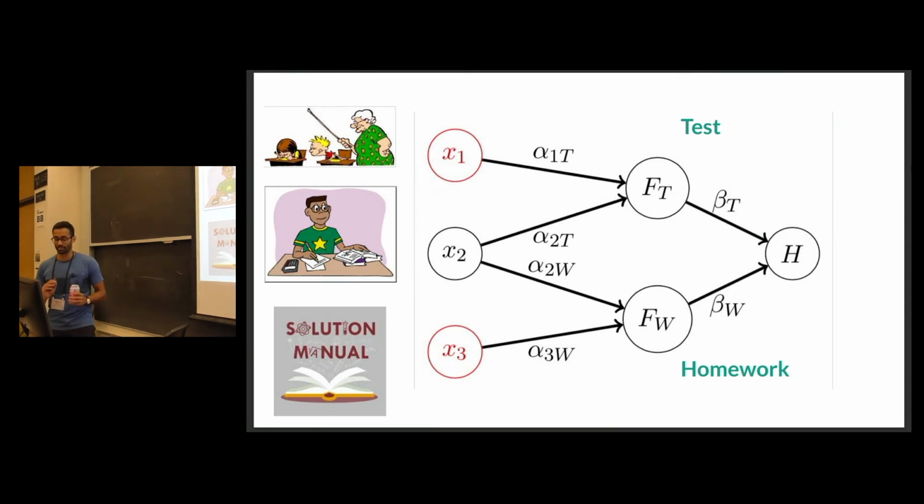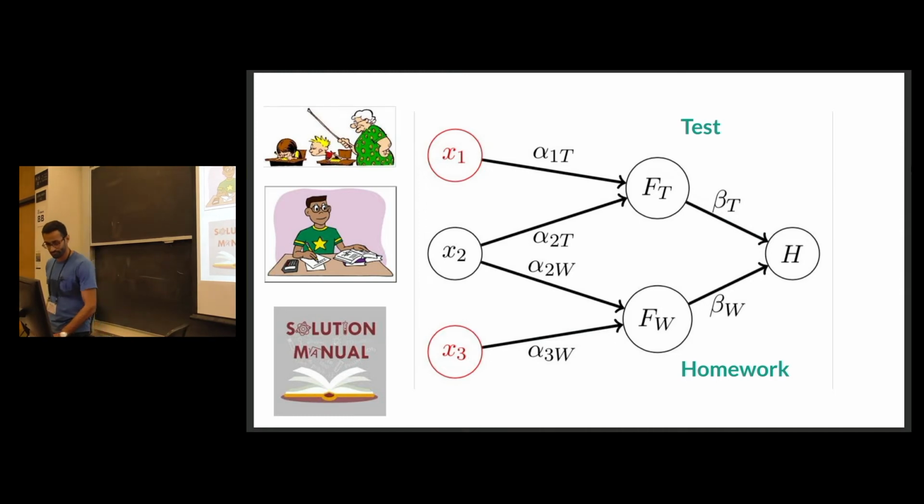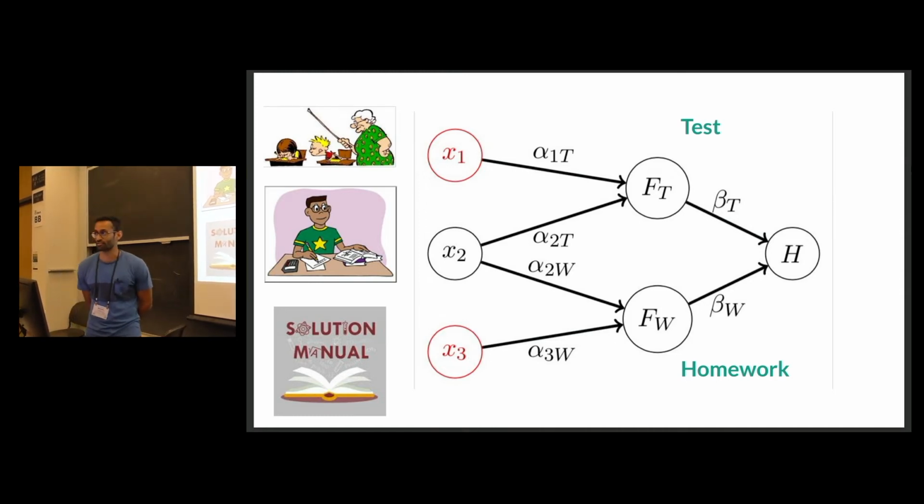And you notice that by the way that I've set this up, X2, studying the material, affects both your test score and your homework score. Cheating on either assignment only affects one of them. Okay? And right away you can see that I might have preferences as a teacher over which actions my students take. In particular, I'd prefer that they didn't cheat on either assignment and that they actually just study the material.